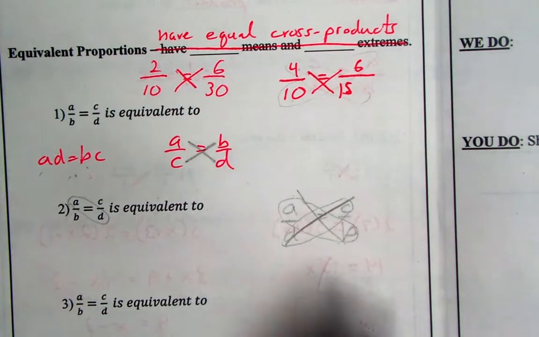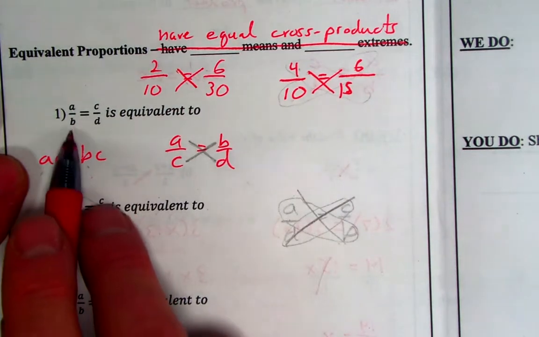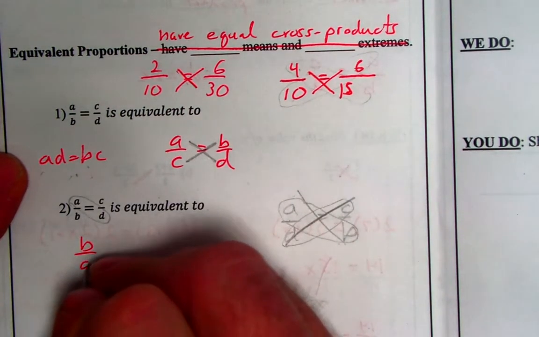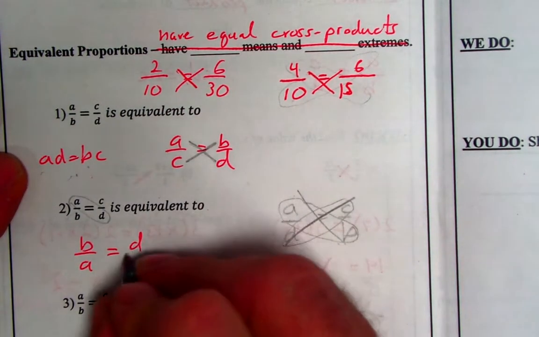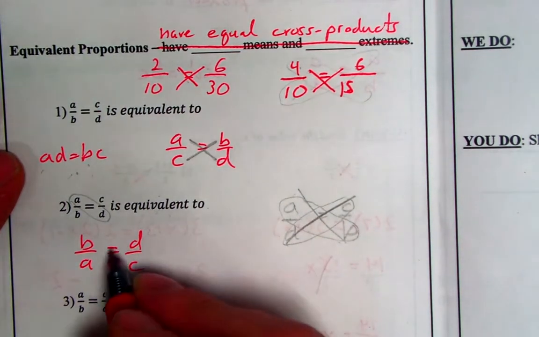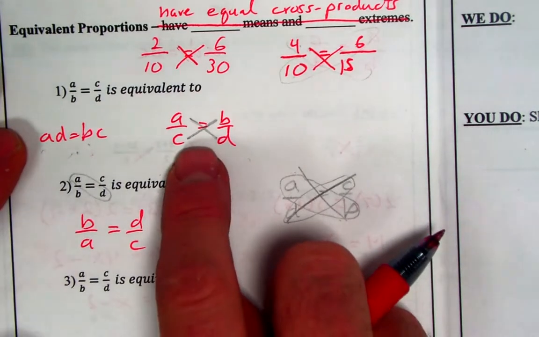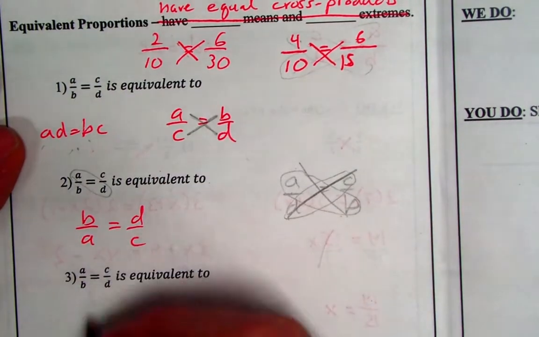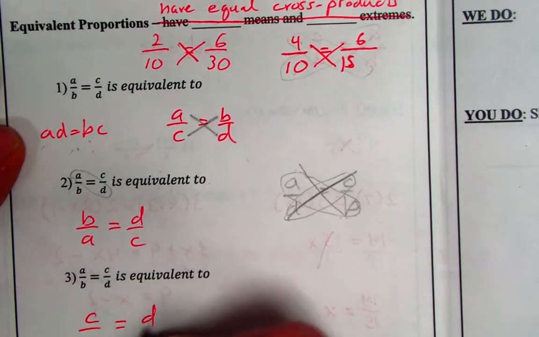But what we can do is just take the reciprocal. Instead of A over B, we can have B over A, and so we have D over C. That's an equivalent cross product, or equivalent proportion. And we can take the reciprocal of the other one we wrote. So C over A is equal to D over B.